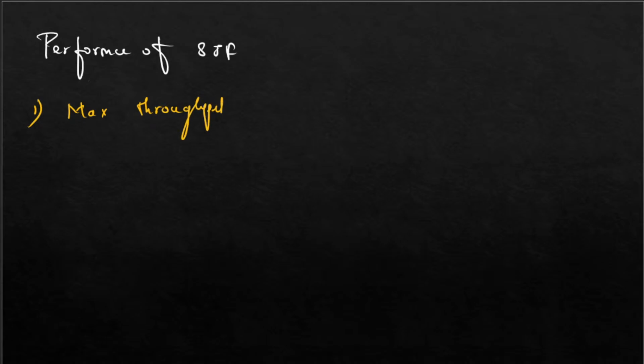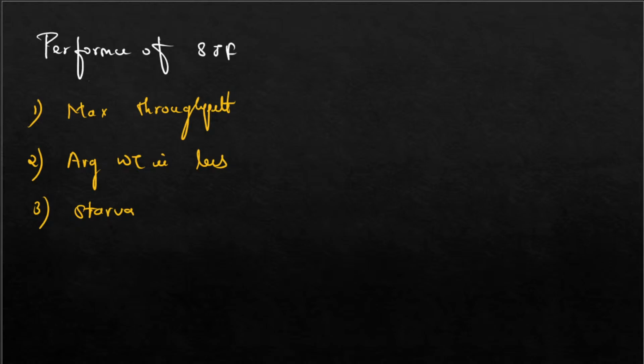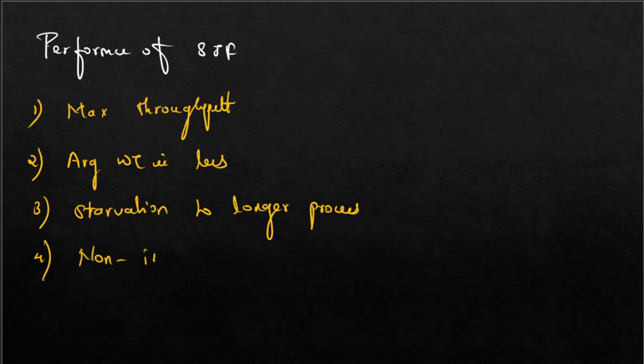After that, the performance of SJF. If we talk about the performance of SJF, first, it gives you maximum throughput. Second, average waiting time is less. Third, starvation for longer processes. Fourth, it is non-implementable, because in advance we do not know the burst time. After that, let's see exponential averaging.